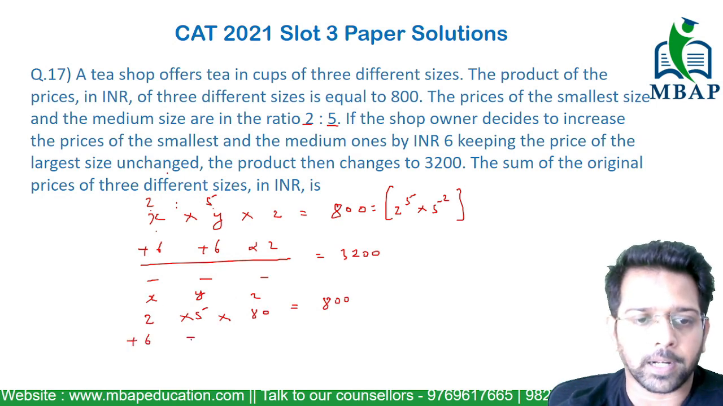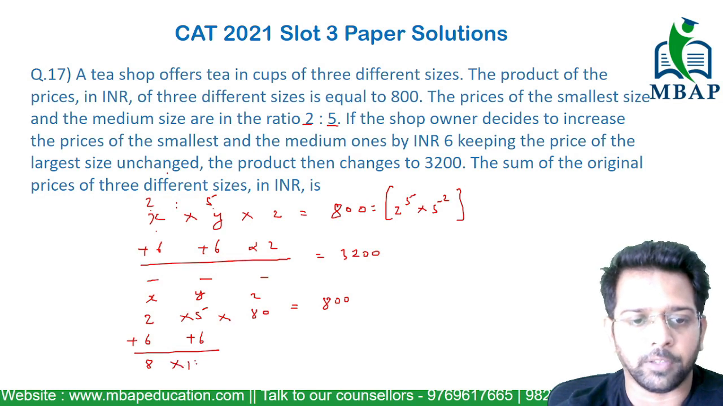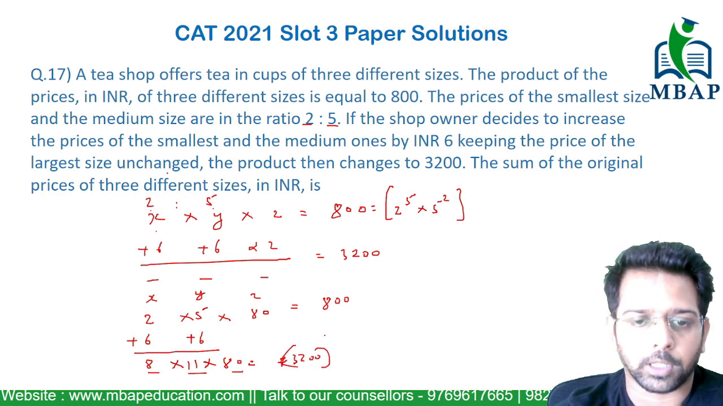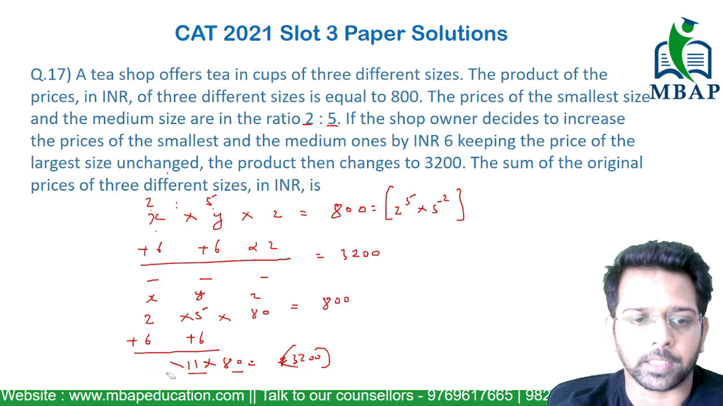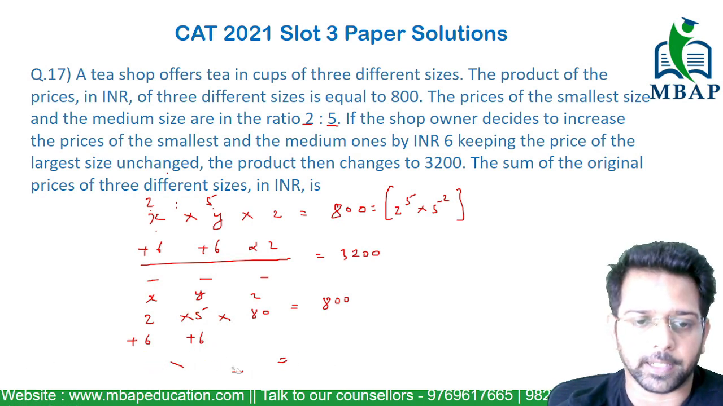But next when you add 6 and 6 to each, this value will become 8, this value will become 11, and this will be 80 itself. Now 8 into 11 into 80 is not coming out to be 3200. So that first proposition where the value of X and Y is 2 and 5 will be neglected. Possibly we'll put some more values to see whether the values are coming up or not.